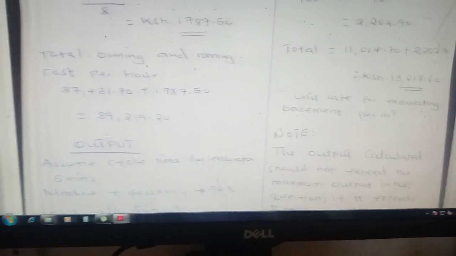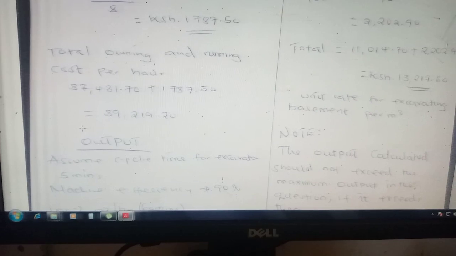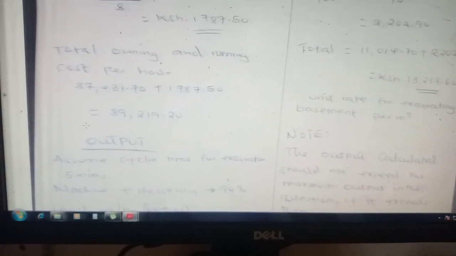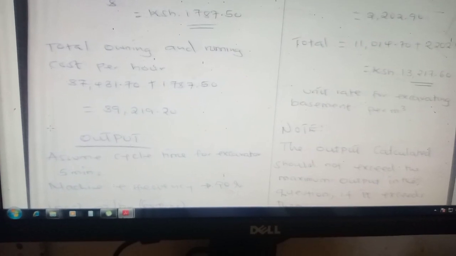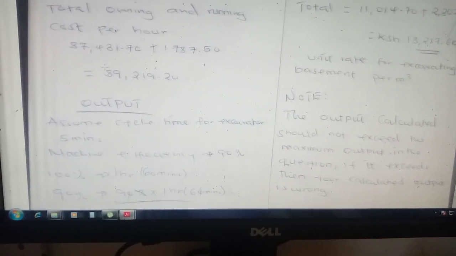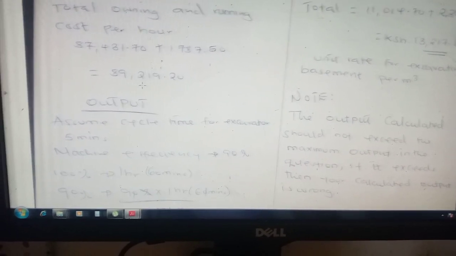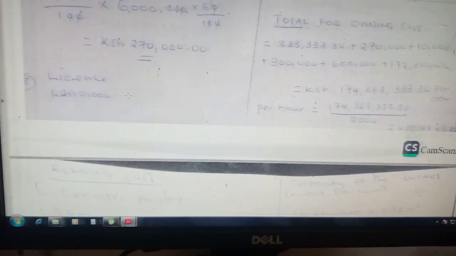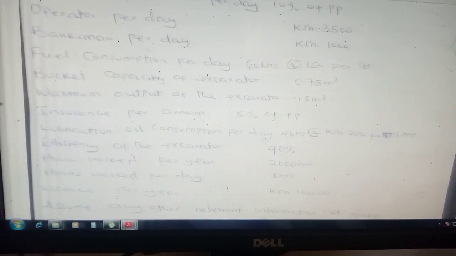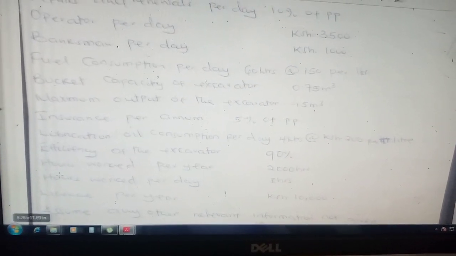So I think that we had discussed that in our previous video. The new content that is added in this video is the output. When you want to calculate the output of a machine, that is why in the data we were given some information like the maximum output of the excavator, the bucket capacity, the efficiency of the excavator, the hours worked.